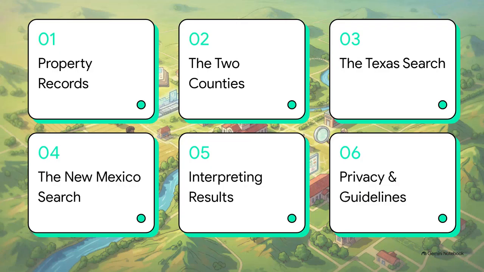Okay, let's dive right into this. We've got a really clear roadmap for today. We're going to start by understanding the basics of property records. Then we'll untangle a massive geographical mix-up between two different counties. After that, we'll walk through the specific search methods for Texas and New Mexico. Learn how to decode the results you find. And finally, we'll wrap up with some absolutely crucial privacy and legal guidelines you need to know.